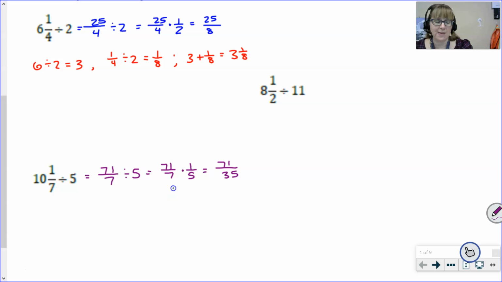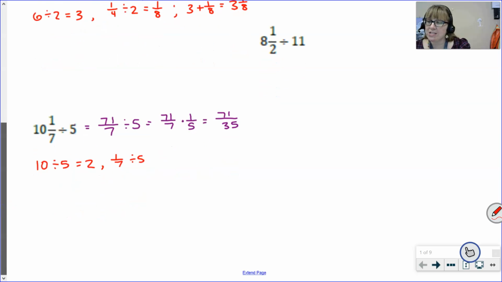And we are done. But now let's think about this in a similar way to what we did up here. I have 10 whole pies that I'm going to split among 5 households this time. So 10 divided by 5 is 2 wholes. But now we need to take this 1/7 and we also need to split it into 5 pieces. And again, we can think of this in a very conceptual way.